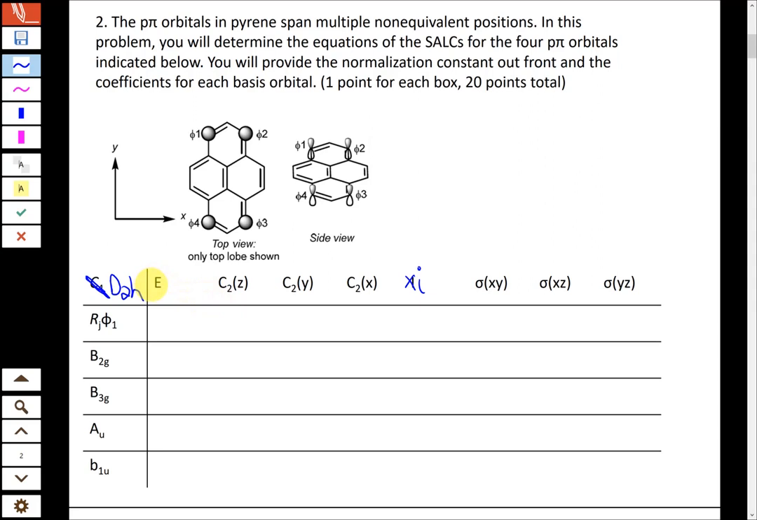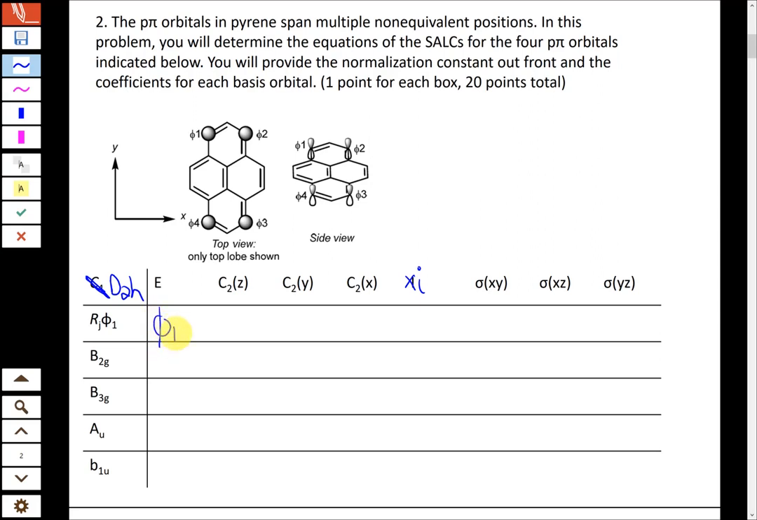Now in D2h, there's only one operation in each class, so it really just is applying each class of operations, or each individual operation is really the same thing for this molecule. So we're going to select one of our basis orbitals. By convention, I always do it on phi 1 just to not confuse myself. And then we're going to apply each operation. So the identity operation keeps phi 1 the same, of course.